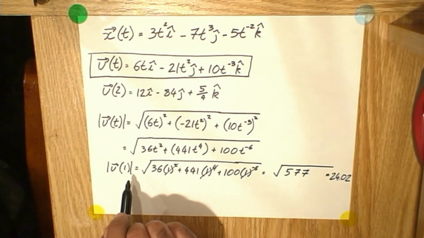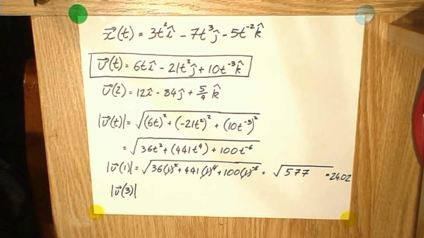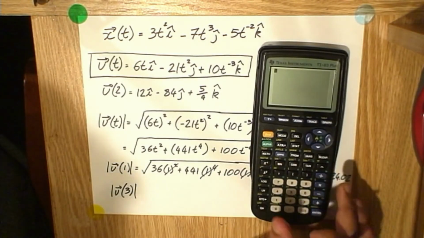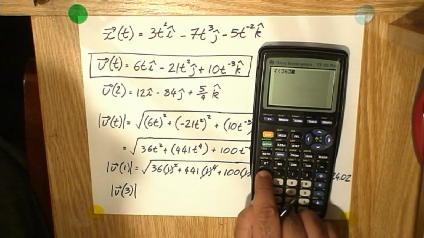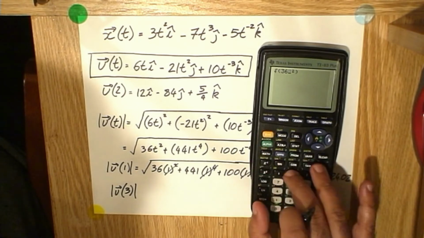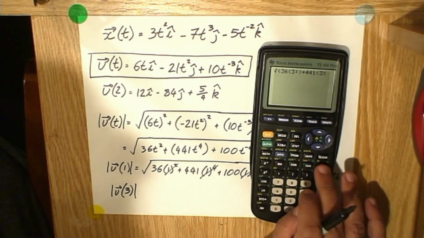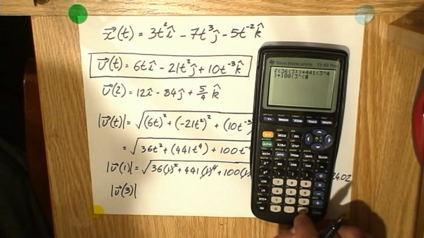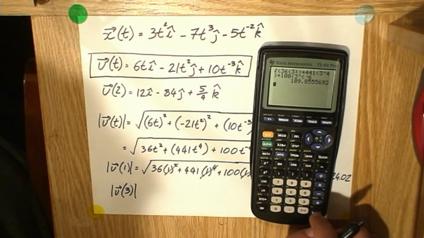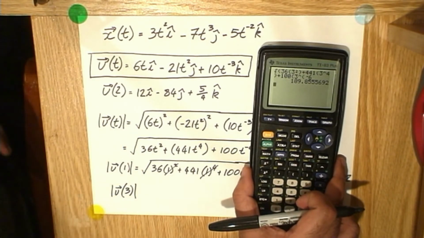Now, the next question was, what about at t is equal to 3 seconds? Here, we're going to have to use our calculators. So we would do the square root of 36 times 3 squared plus 441 times 3 to the power of 4 plus 100 times 3 to the power of negative 6 gives us 189. So that would be the speed at a time of 3 seconds.